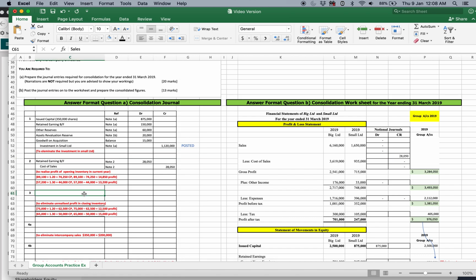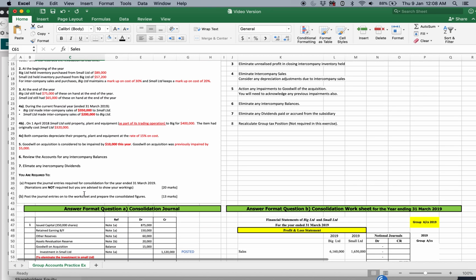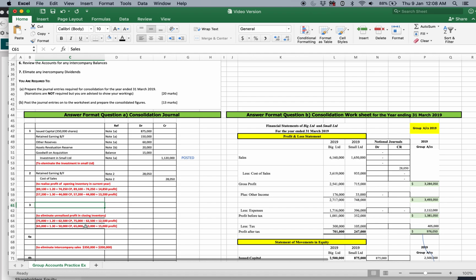Third thing we've got to do is acknowledge the stock we've got on hand at the end. Okay, so the stock we've got on hand at the end is showing inflated in both balance sheets, because it's got the markup on top of it, all right, because it's gone between the two companies, right? So we've got to get rid of that, right?